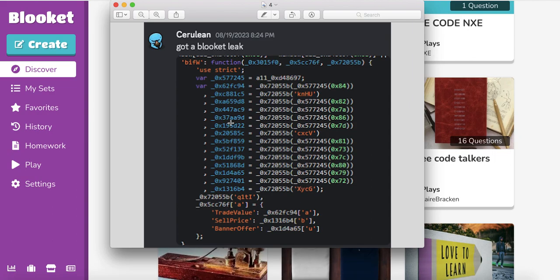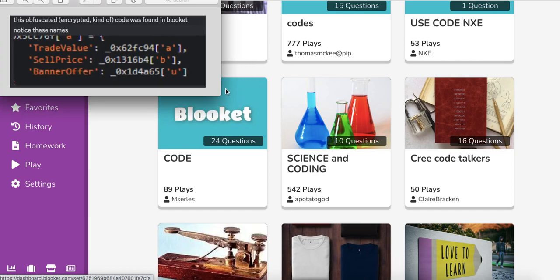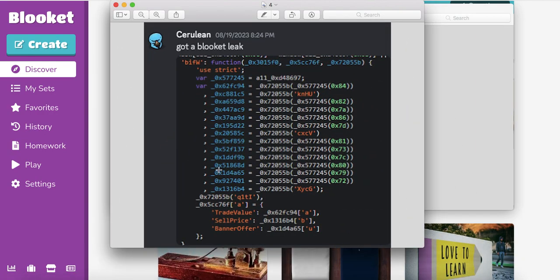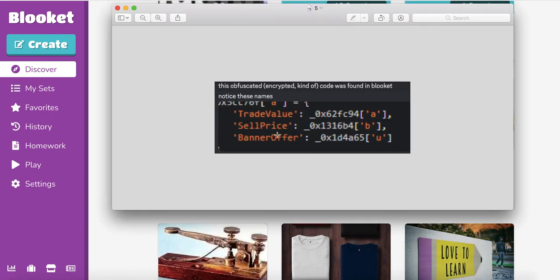When you read this code here, again, this is all from a Blooket leak. Cerulean got this and sent it to me. Check it out, everybody, because you might have missed something. Look what we're going to get. When you look in the Blooket code, at the bottom right here, you see: banner, offer, sell price, trade value. We are going to finally be able to trade banners, everyone.